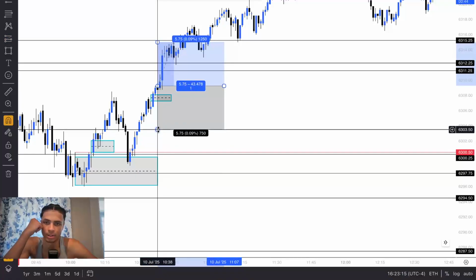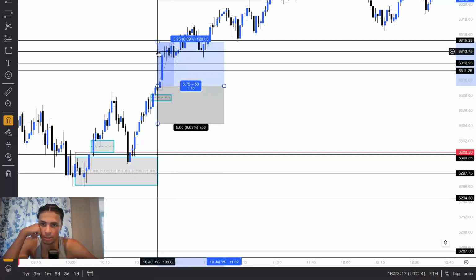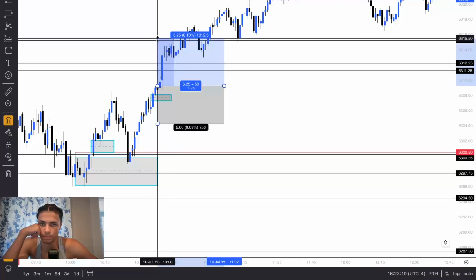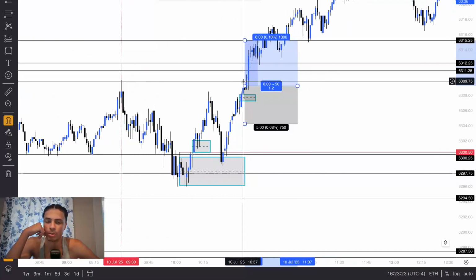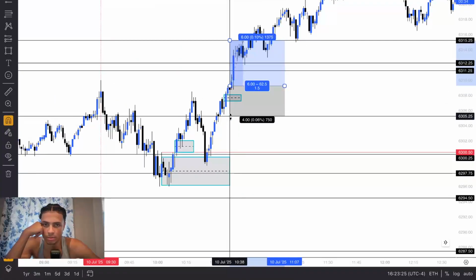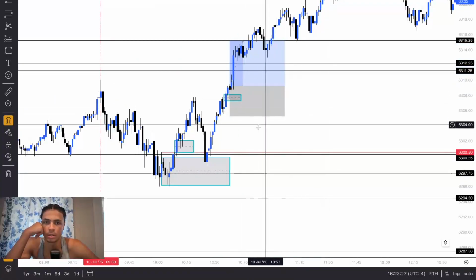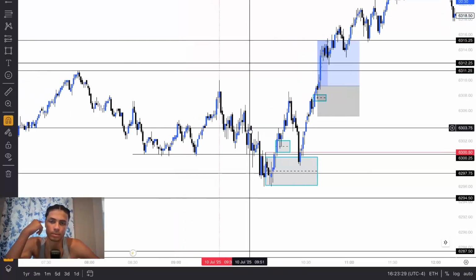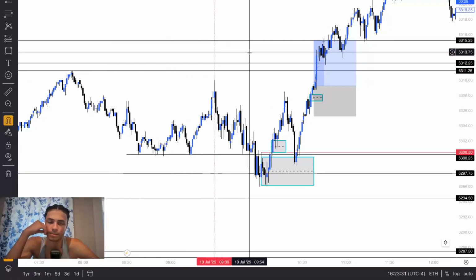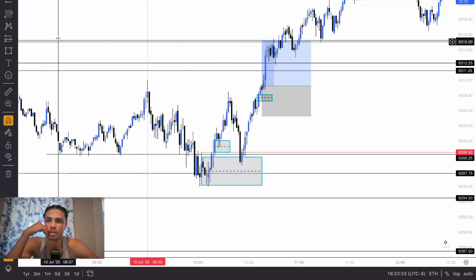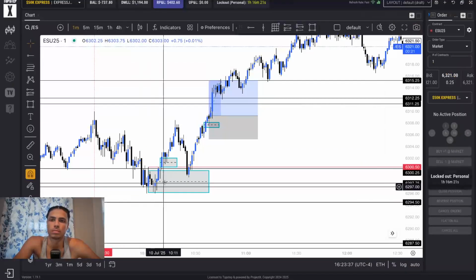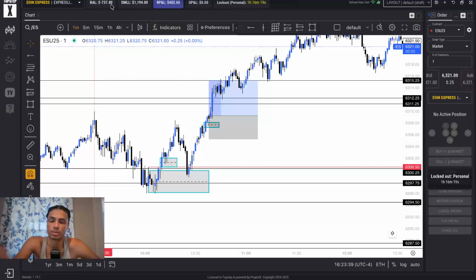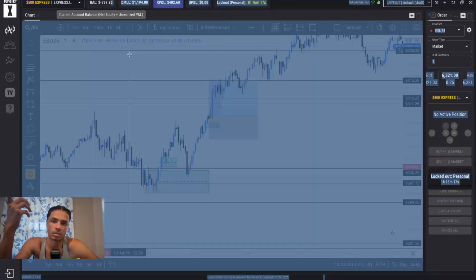So I entered right here, put my stop right here, and put my take profit right here. I was risking 2%, two contracts you could say, which would put me up 400. So now I'm only down 700.